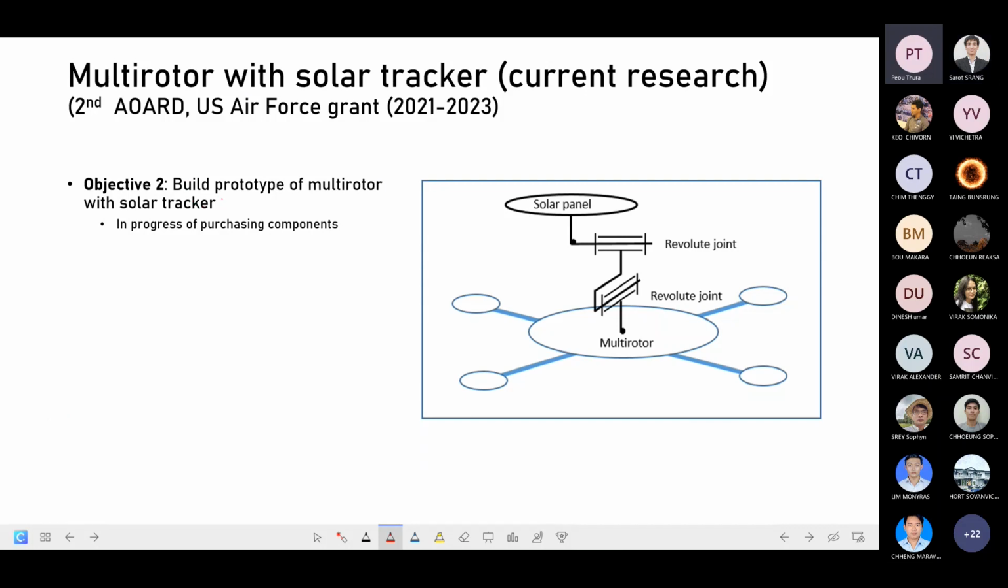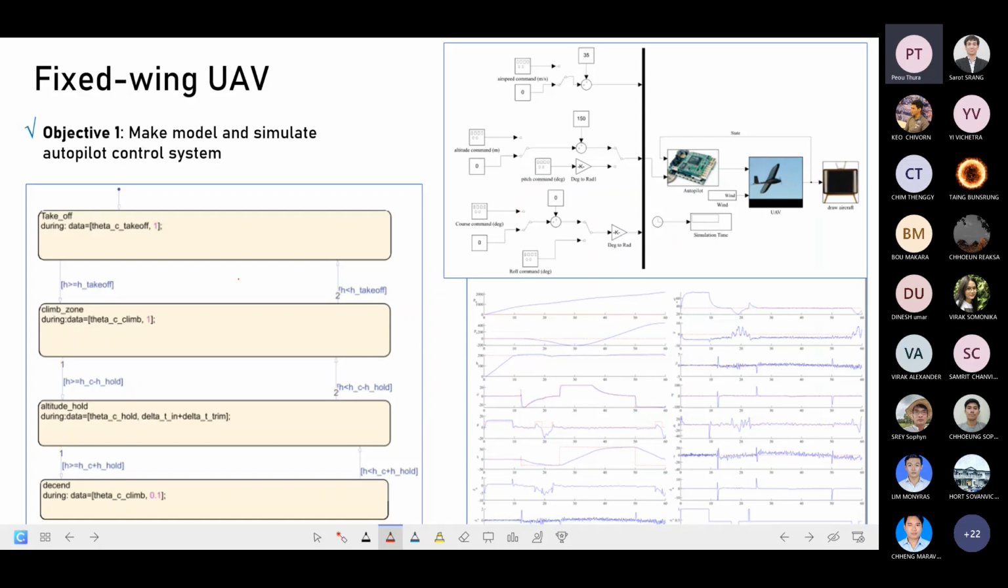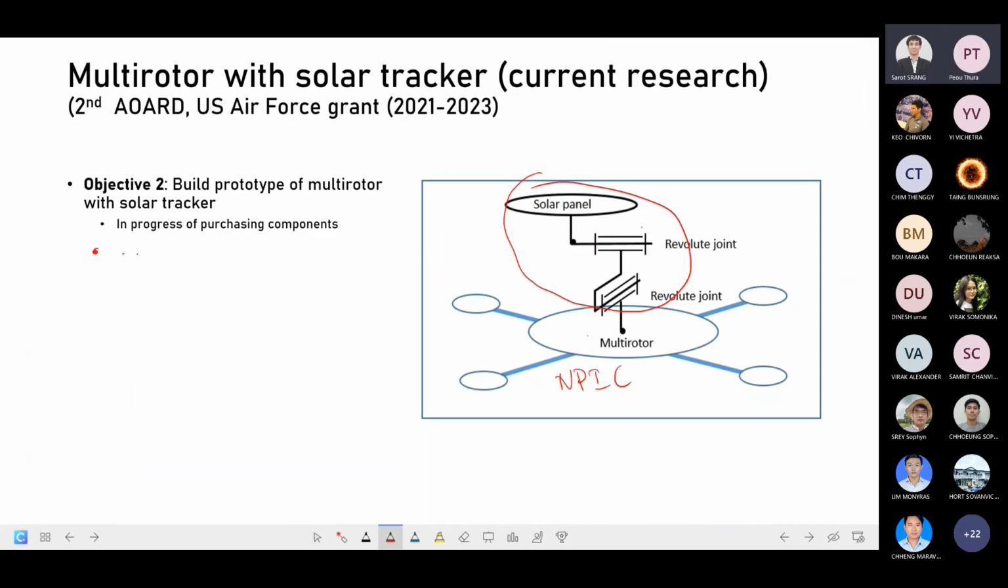Objective number 2. With the solar tracker, we want to put the solar tracker on UAV. We want to use the big quadcopter at NPIC. So we collaborate with NPIC. Now we just finished building the mechanical part of the tracker, and we consider integrating the system once we have each separated system working well enough. Actually, we have more. Not only just purchased components, but already half finished mechanical part, almost finished for solar panel, solar tracker.